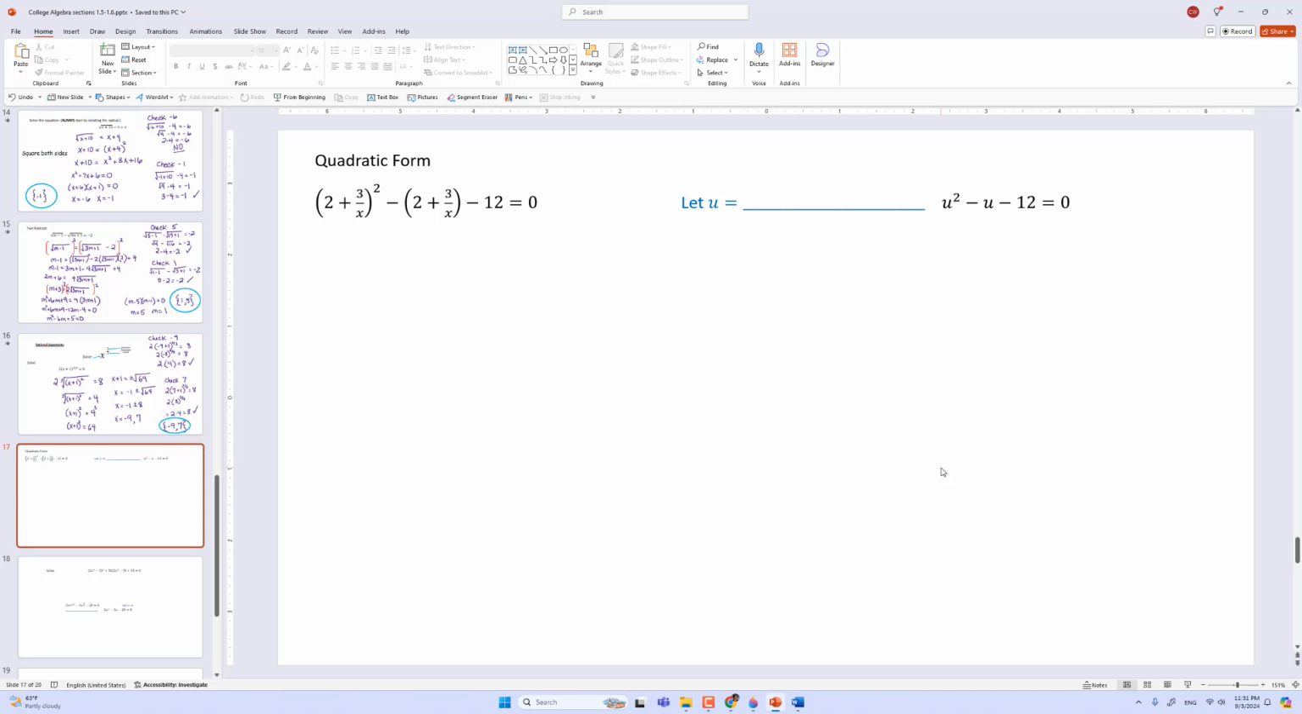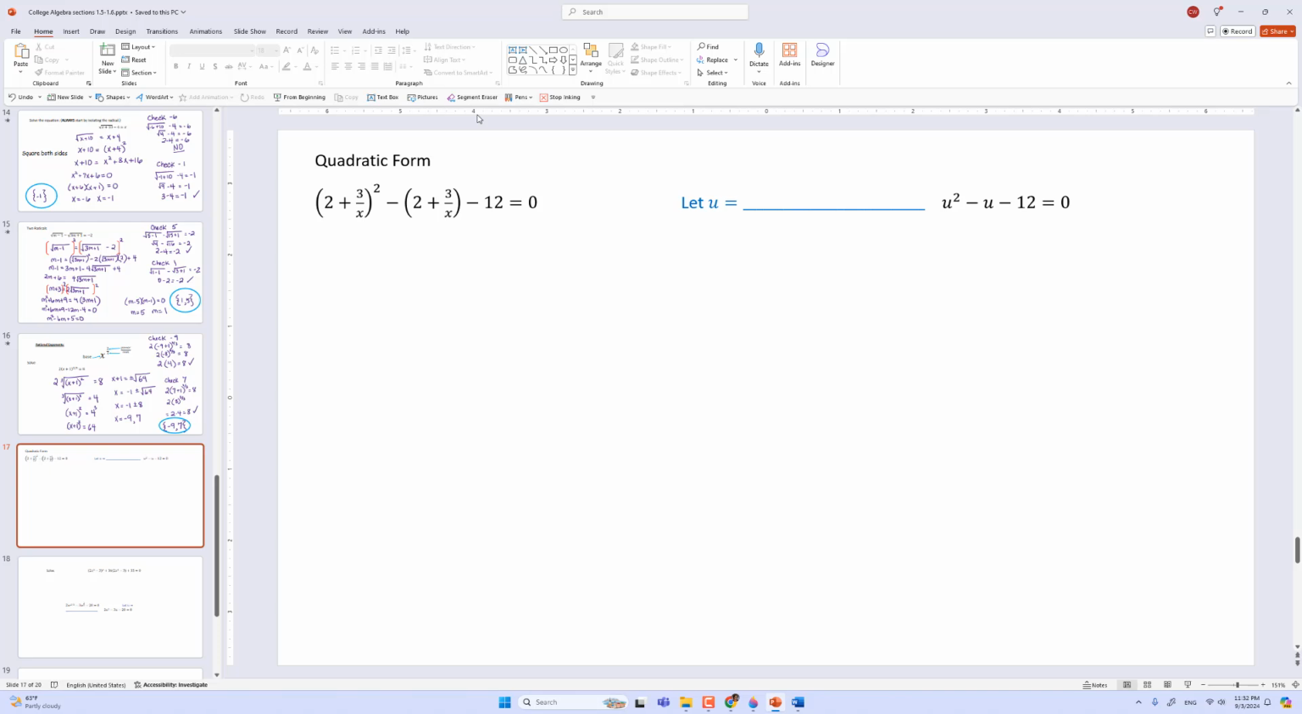Okay, solving equations that have a quadratic form. Sometimes you'll have an equation that looks really ugly and terrible, and it would be kind of terrible to try to solve it as it is. So this is one of those equations. You've got 2 plus 3 over x quantity squared minus 2 plus 3 over x minus 12 equals 0. Trying to solve that would be a pain, but there's an easy way to do it if you notice that it has a quadratic form.